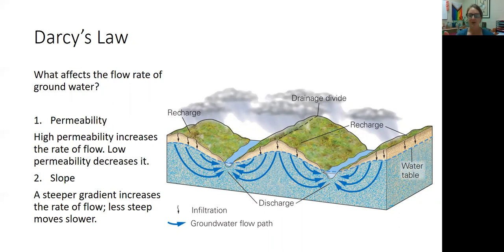So if a rock, or if the sediment, has high permeability, then that makes it really easy for the water to flow through it. So the water will flow at a fast rate. Likewise, if the slope of the water table is really steep, just like on the surface of the earth, the groundwater is going to flow very quickly. If the slope of the water table is flat, the groundwater is not going to flow very quickly.